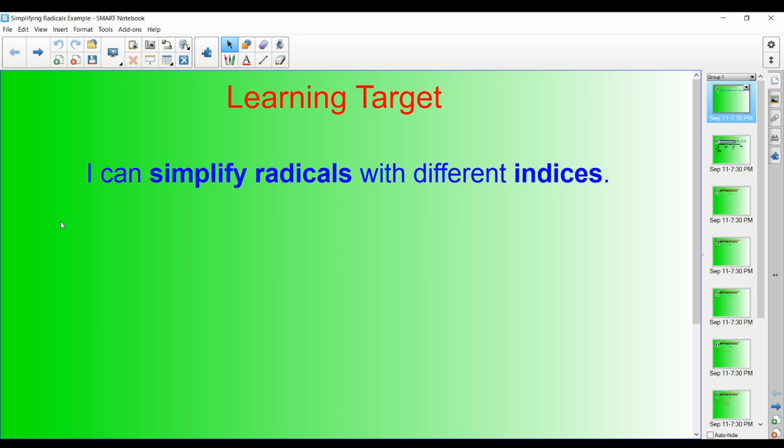Hey everyone. Today we're going to look at an example of how to simplify radicals. It's got variables, it's got whole numbers, and we're going to learn how to break the whole thing down and simplify it.